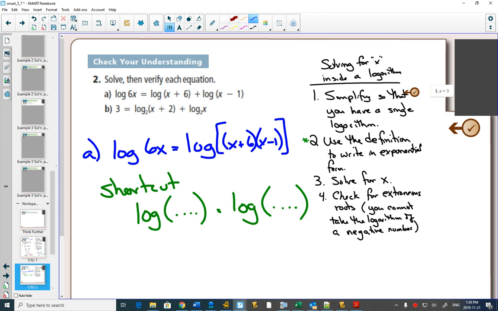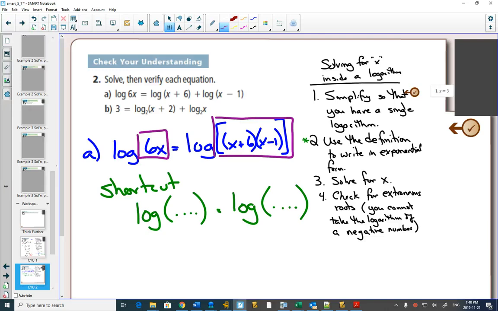So notice at this point in the equation, I have on the left side log of 6x. And on the right side, I have log of x plus 6 times x minus 1. So I have a log equal to a log. If this side is equal to this side, does it make sense that what's inside the purple boxes has to be the same? Right? Because if you have log of something equals log of something, those two somethings have to be the same.